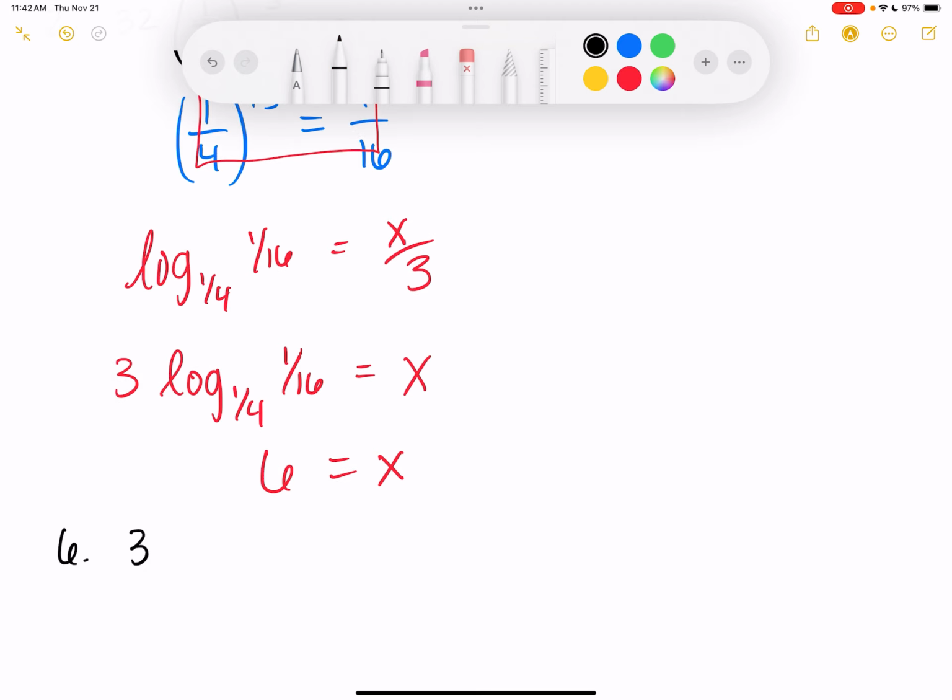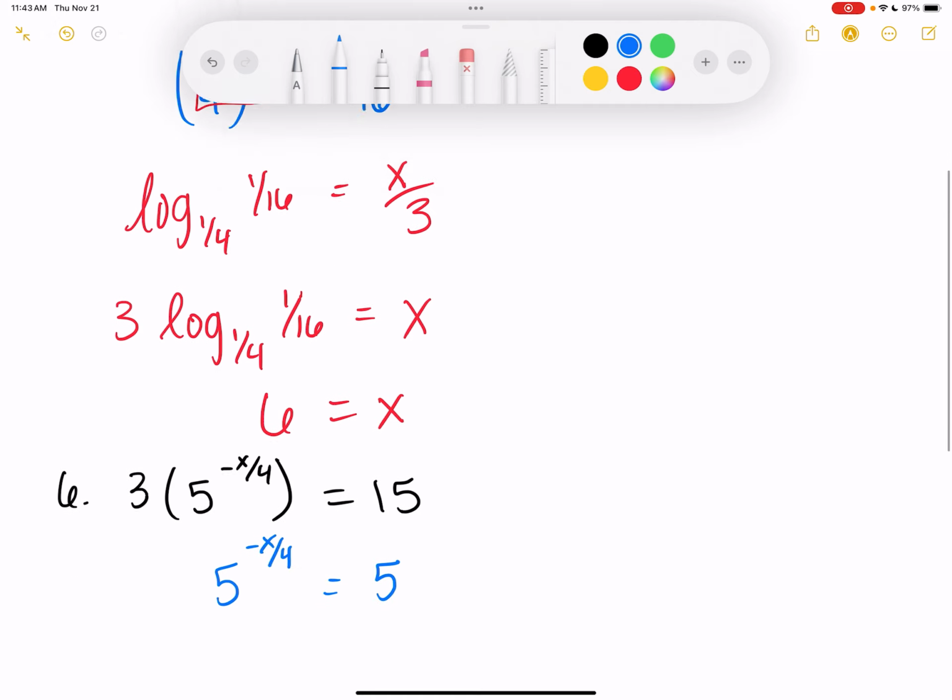Let's see, number 6. 3 times 5 raised to the negative x over 4 equals 15. So divide by 3 first. So I have 5 raised to the negative x over 4 equals 5.